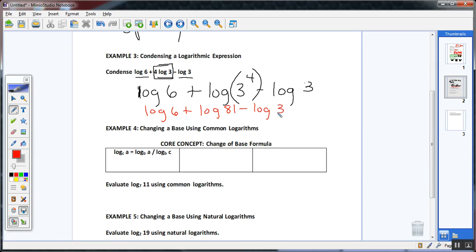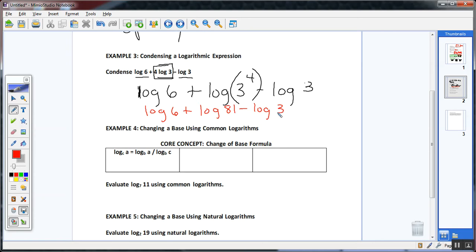So help me out here, kids. When we have multiple logarithms with the same base, the first thing that I see right here is the following. I see that the log of 6 plus the log of 81 is there. How could I take the log of 6 plus the log of 81 and write that as one logarithm? What would you do with the 6 and the 81? Multiply, okay?